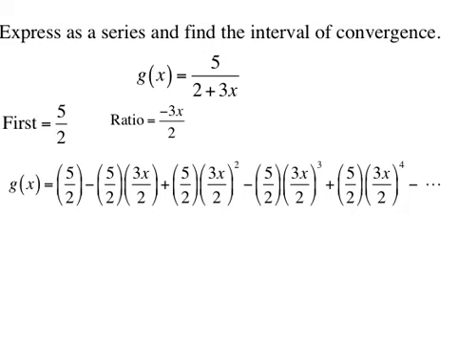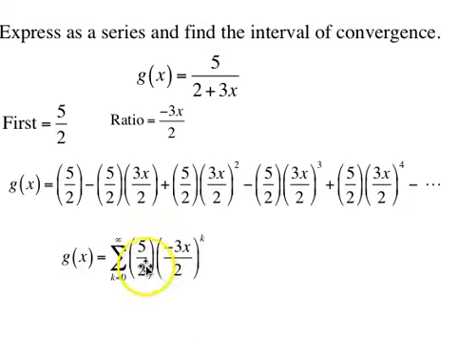Writing that in sigma notation, first term, 5 halves. Common ratio, negative 3x over 2. k starts at 0 because if k is 0, negative 3x over 2 to the 0 is 1, and I start at 5 halves. So that is what our series looks like in sigma notation. We want to find the interval of convergence, so the common ratio's absolute value must be less than 1. I need the absolute value of negative 3x over 2 to be less than 1. So that's what we're heading for. Absolute value of the ratio must be smaller than 1.